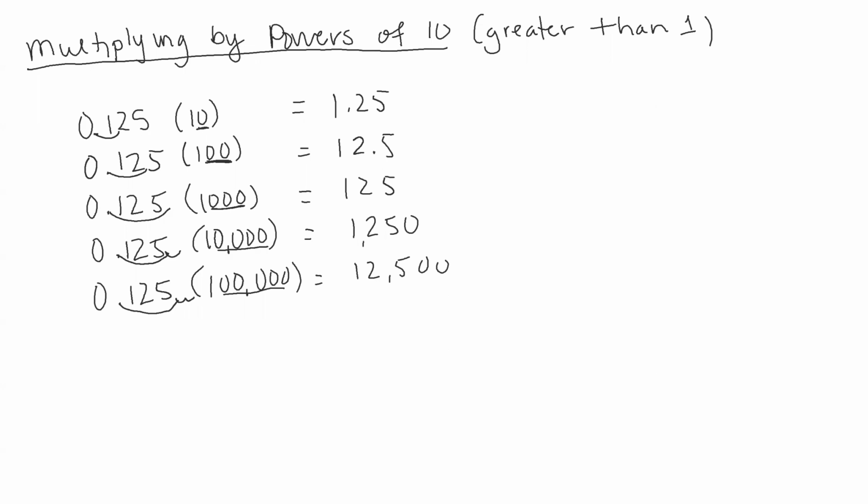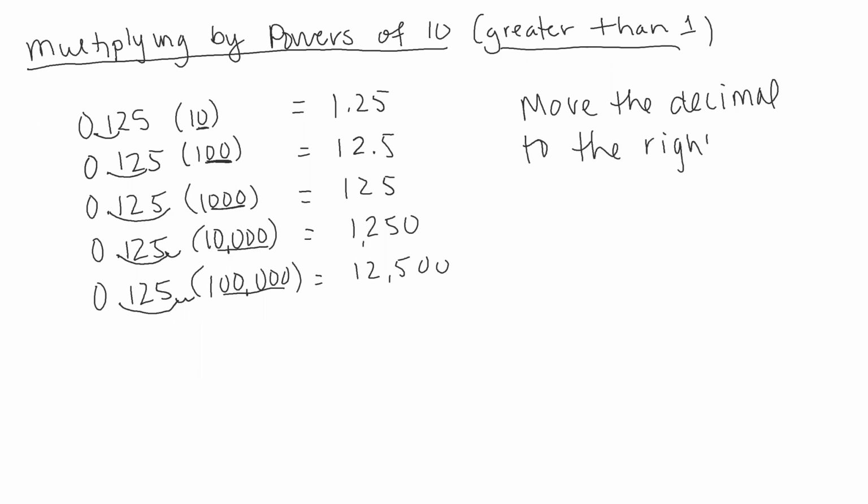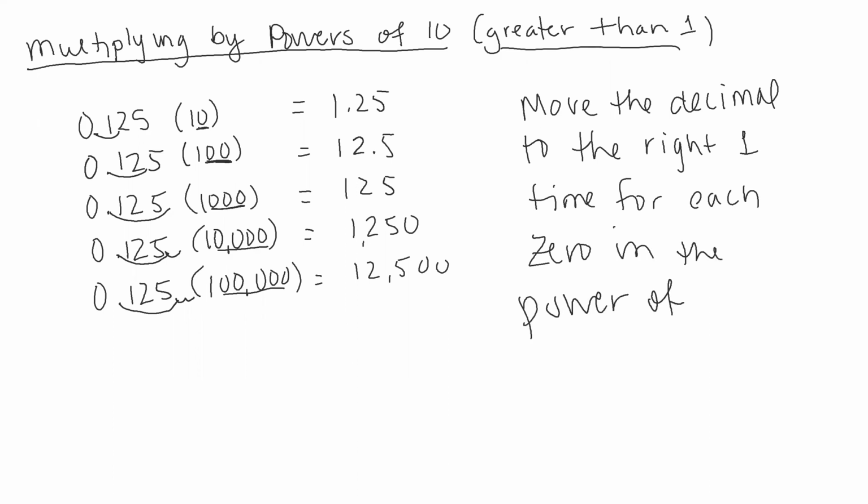So here's what happens when you multiply by powers of 10. Now, this is specific for powers of 10 that are greater than 1. Move the decimal to the right 1 time for each 0 in the power of 10. So let's look at what that's going to be like.